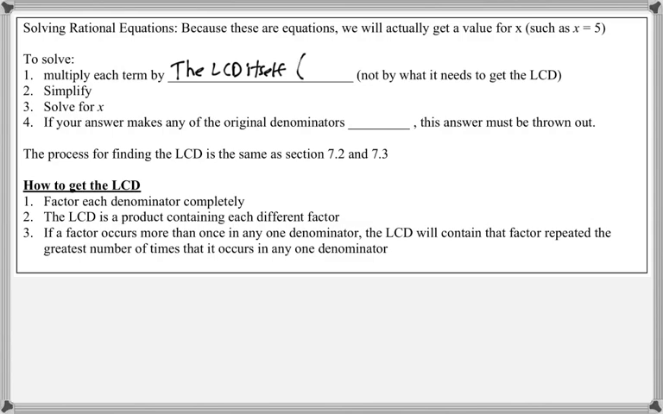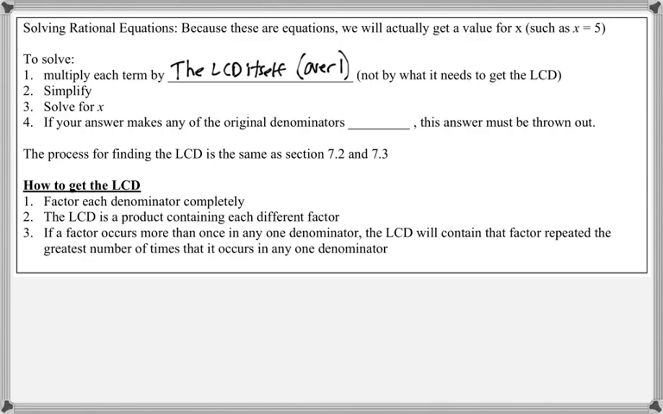Technically over 1. Not by what it needs to get the LCD. So in the last section when we were doing the complex rational expressions or the fractions inside of fractions, this was similar where we were multiplying by the LCD itself. In the section before that, we were multiplying by what we needed to get the LCD.